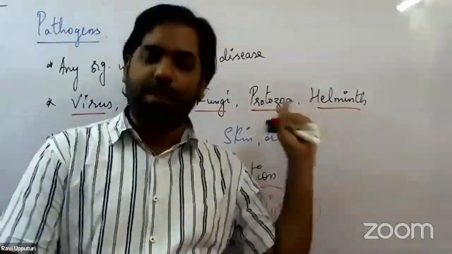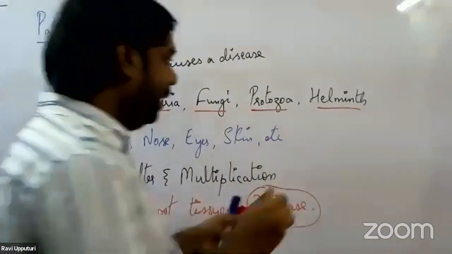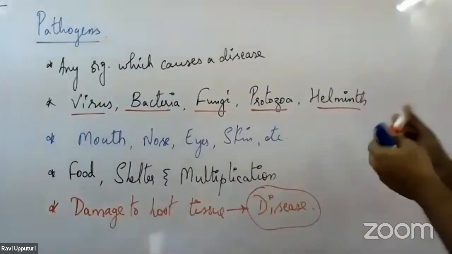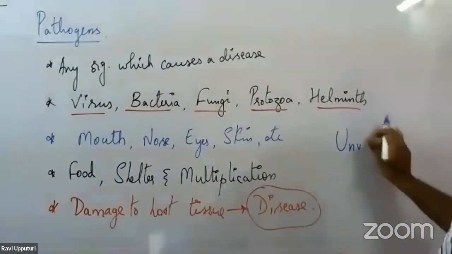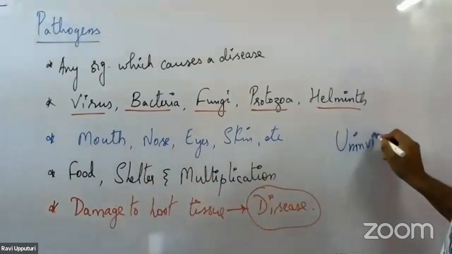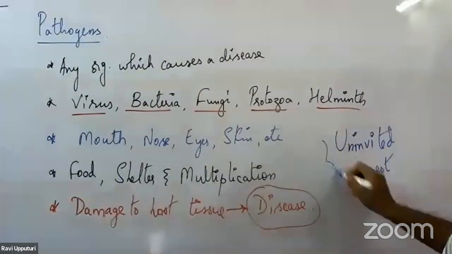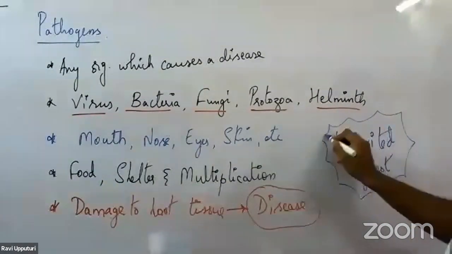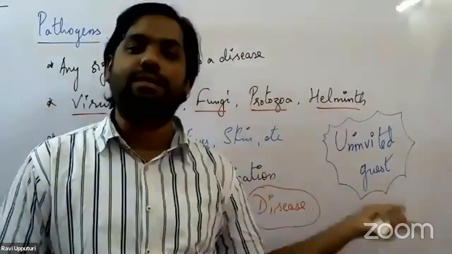Right? Now, this pathogen is actually called, scientists have given it a name, right? They have called these pathogens an uninvited guest to the host. Right? So scientists have started calling the pathogens as what? As an uninvited guest to the host.